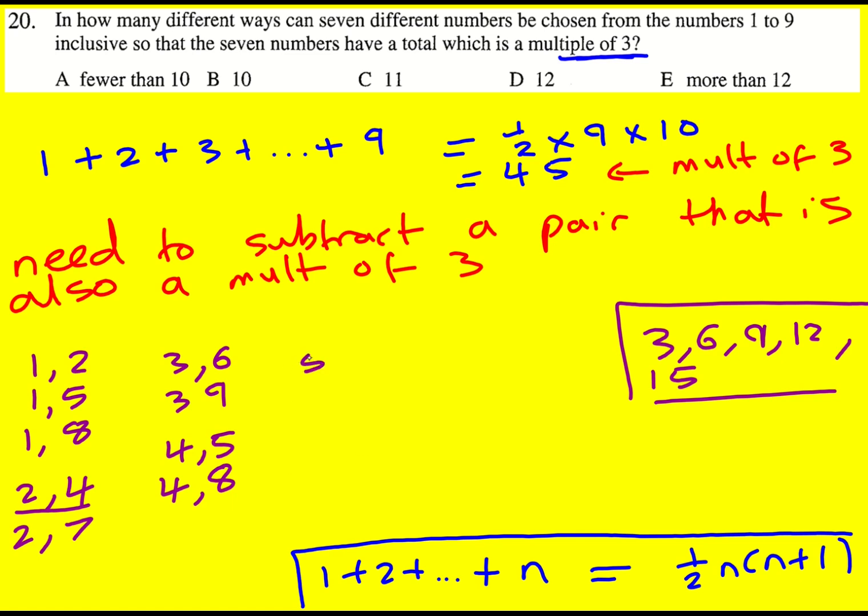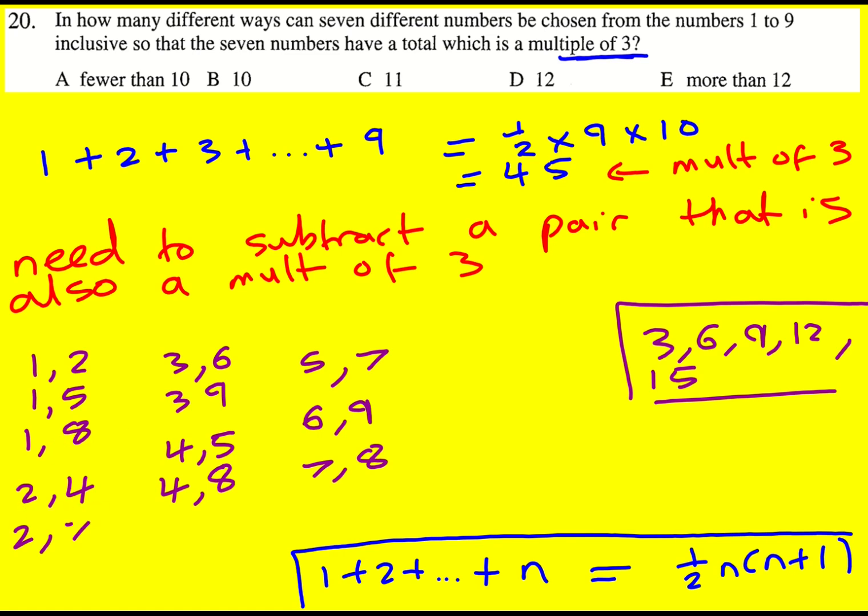Okay, then let's go with 5. So 5, I don't need 5 and 1 or 5 and 4, but 5 and 7. That's it. Then 6, I can't do 6 and 6, but I can do 6 and 9. 7 and 8. And I think that's going to be it. That is all the numbers. I've worked through them really carefully.